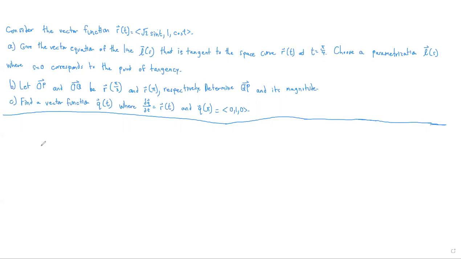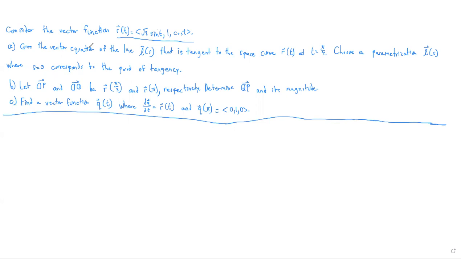So first thing before we get started is note that a vector function basically you put in a position for t, a parameterization for t, and your output is a position vector, essentially. That's what a space curve is. So consider the vector function or the space curve r of t is equal to root 2 sine t, 1, and cos t.